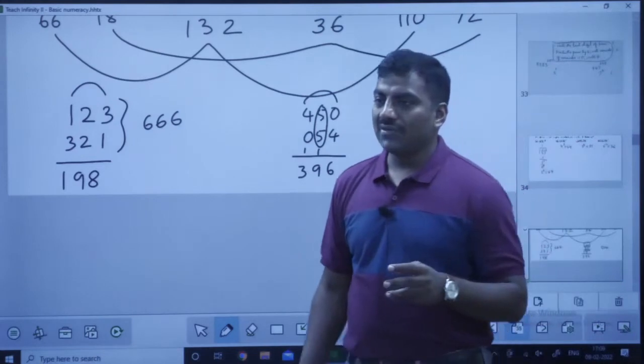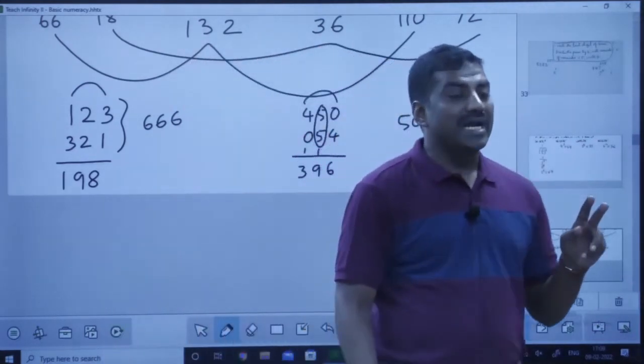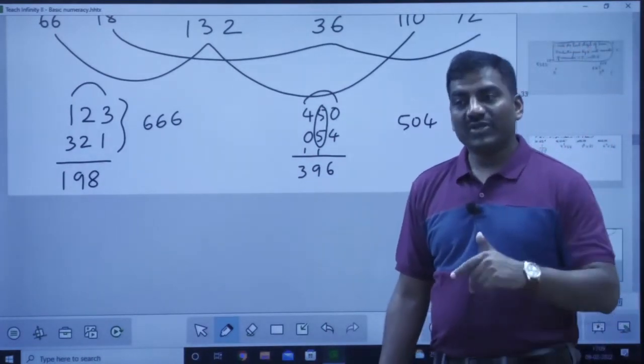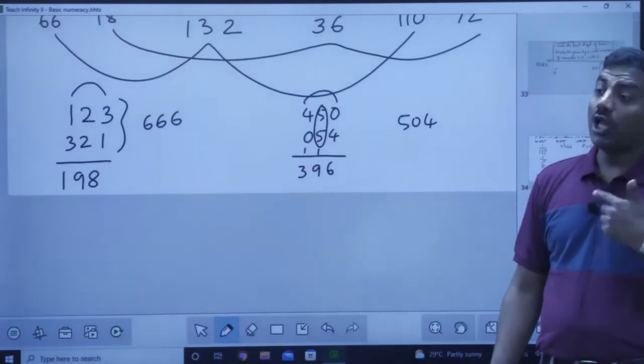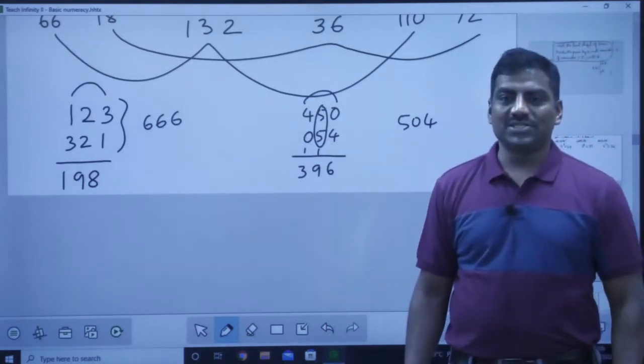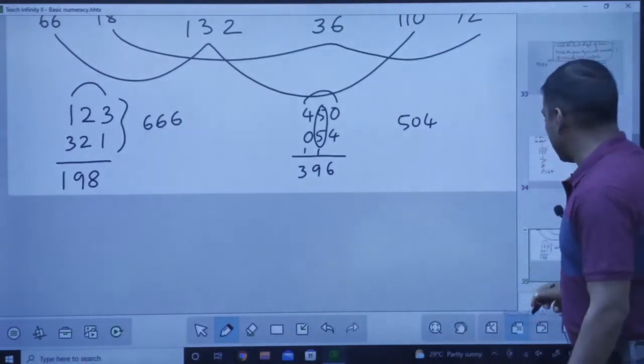2-digit, we have the pattern for both difference and sum. But for 3-digit, we have the pattern only for difference, not for sum. With this knowledge, we can solve many problems, and every year, at least one problem comes in such type of questions. Okay, let us look into those questions.